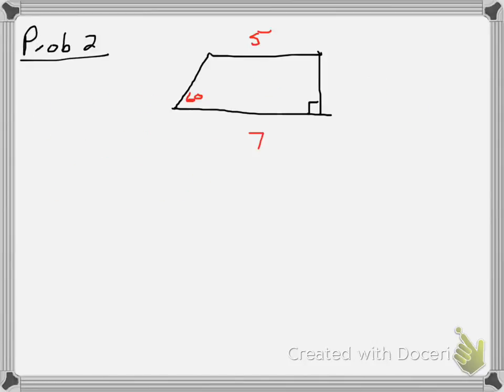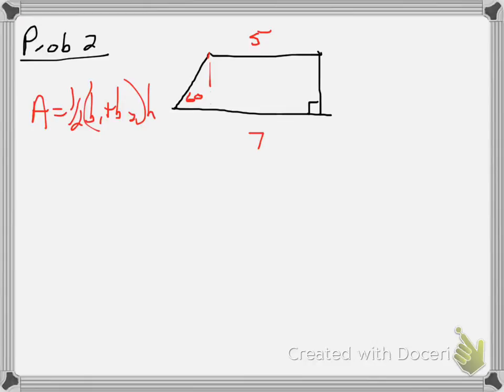In problem 2 here, we're getting a little bit back into trig. Remember I told you special right triangles, all that stuff's coming back into play here. We end up having base 1 and base 2 here. And remember, our area is 1/2 base 1 plus base 2 times the height.